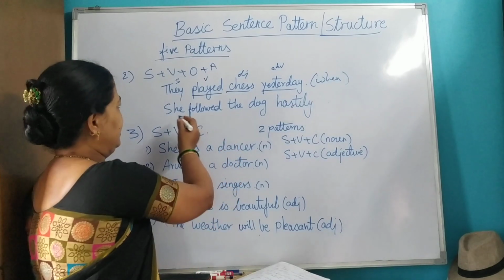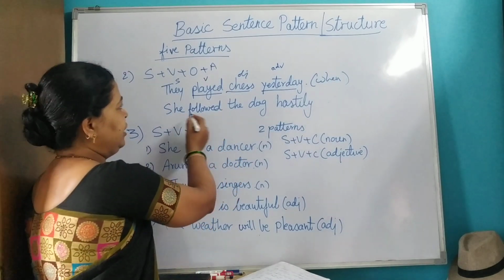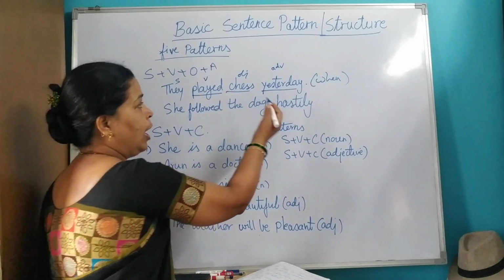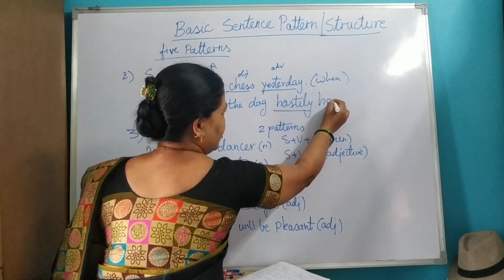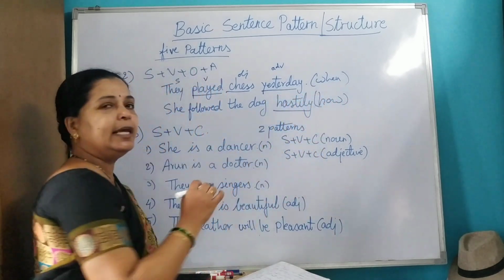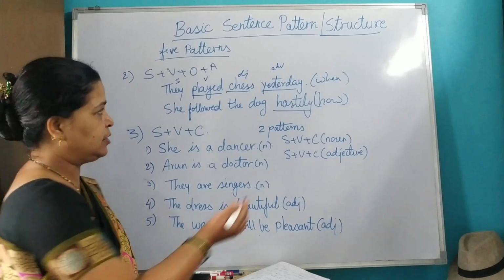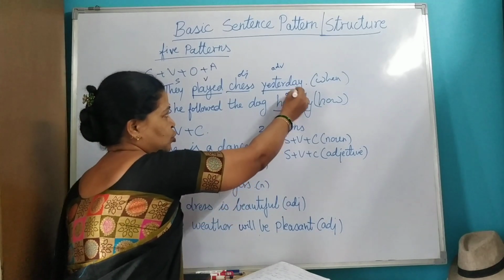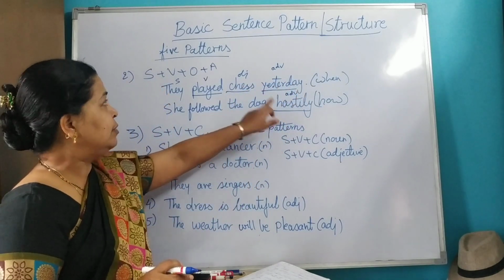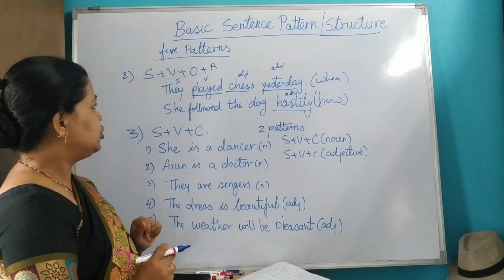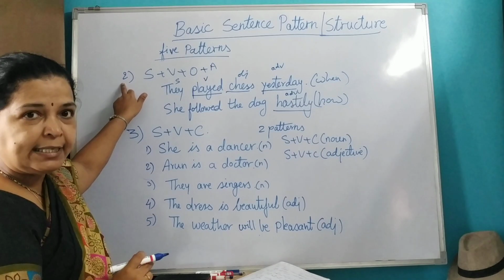Then in this second sentence, she followed the dog hastily. Followed how? Hastily. So hastily is telling us about the action, how the action is taking place. So it is an adverb. So we have added adverbs after the object. That is about the second pattern.